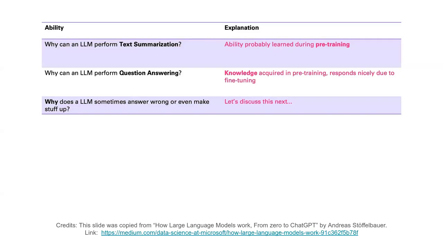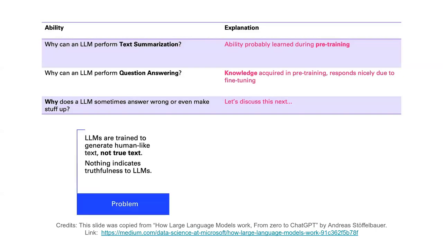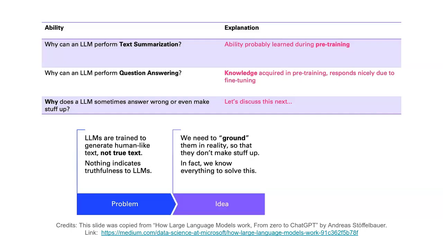If you compare it to humans, during an examination, if we don't know the answer to a question, we just write something in the expectation that it may be related to the original answer. LLMs are also based on their past knowledge. They will try to make some stuff up. It may not be correct. So the problem at hand is that LLMs are trained to generate human-like text, not necessarily true text. They work based on the next word to be generated, as Punya explained. Now the idea is we need to ground them to reality, so that they don't make stuff up.